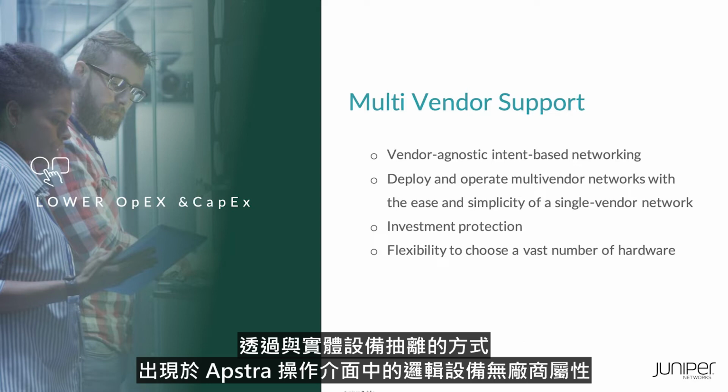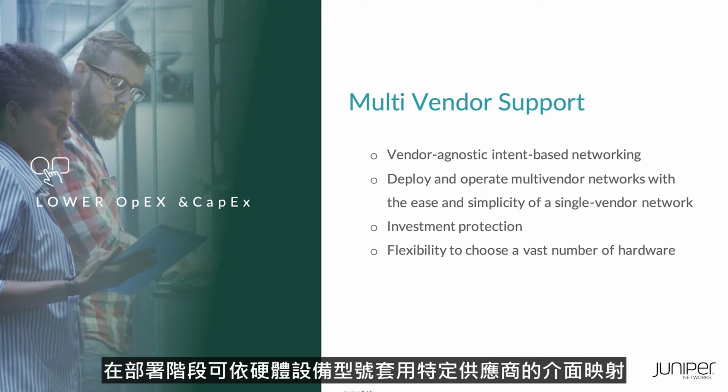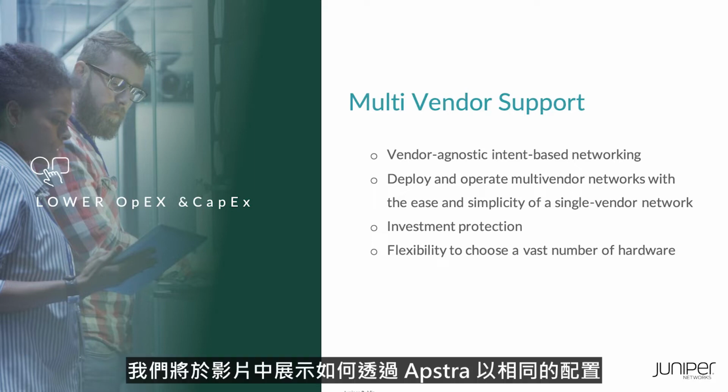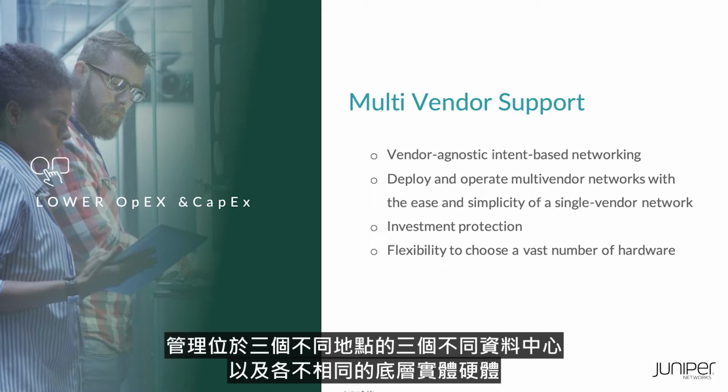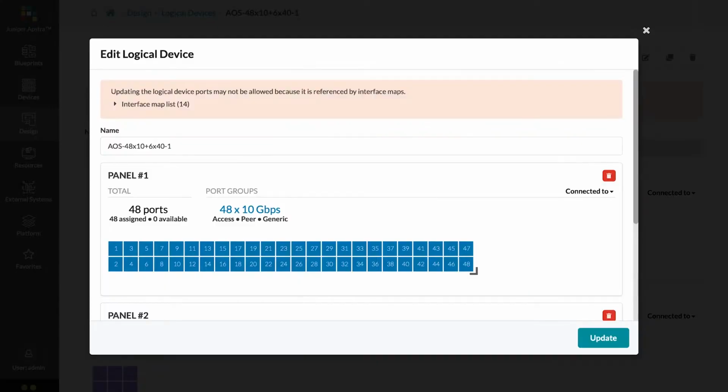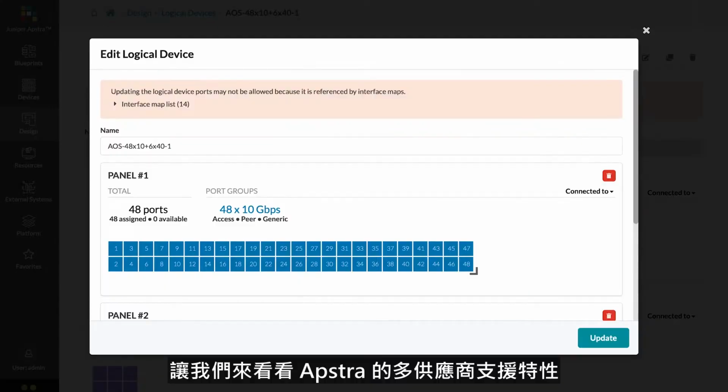In this approach, logical devices appear in the Apstra user interface as abstractions of physical devices and are vendor-agnostic. Vendor-specific mappings are added using interface maps. In this video, we will see an example of how Apstra manages 3 different data centers situated at 3 various locations with the same configuration by different underlying physical hardware. Let's take a look at how Apstra handles its multi-vendor support.